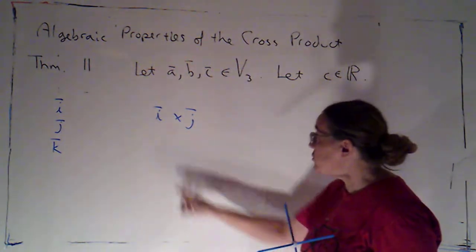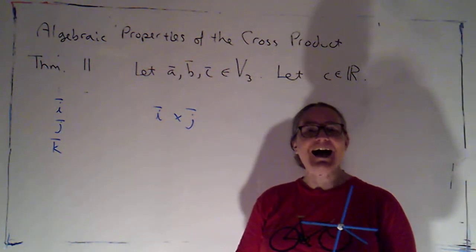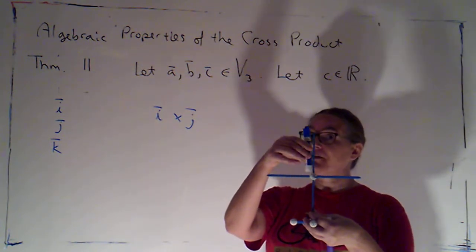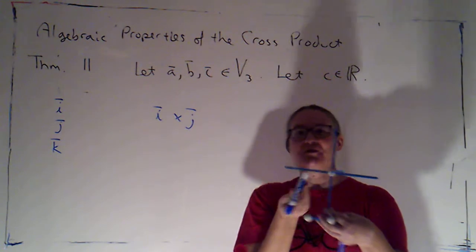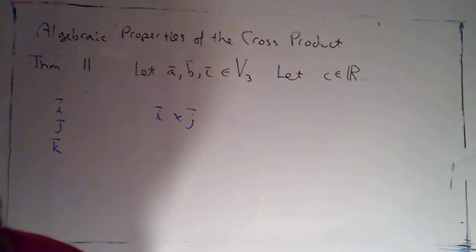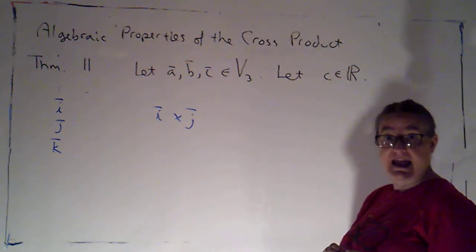Now, because I knew that this cross product had to be mutually orthogonal to i and j, I knew there were two possibilities. It either pointed straight up or it pointed straight down. Those were the two possible directions. The right-hand rule tells me that it's going to point straight up, so it's going to be some positive multiple of k.